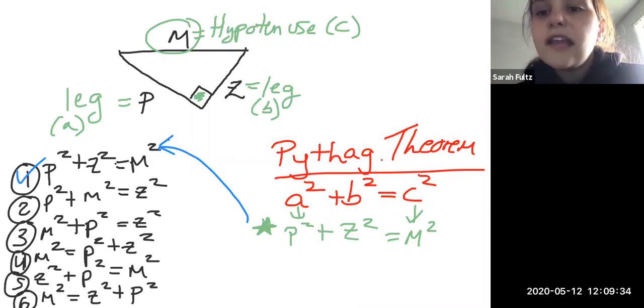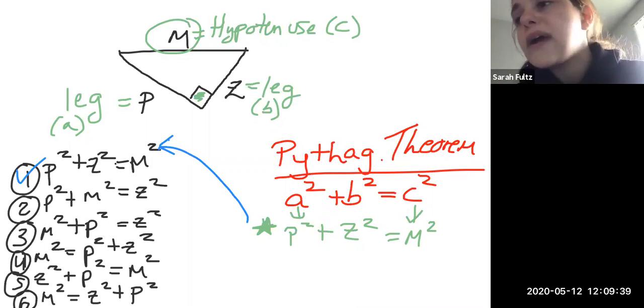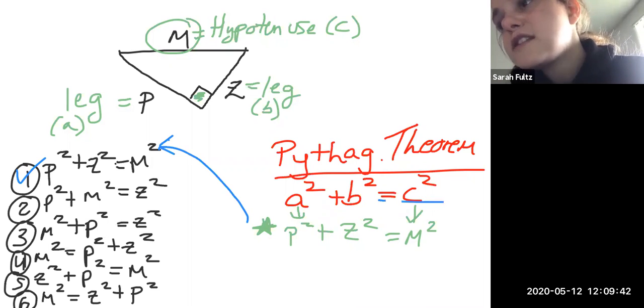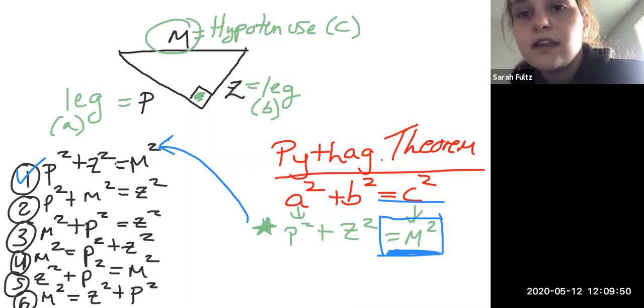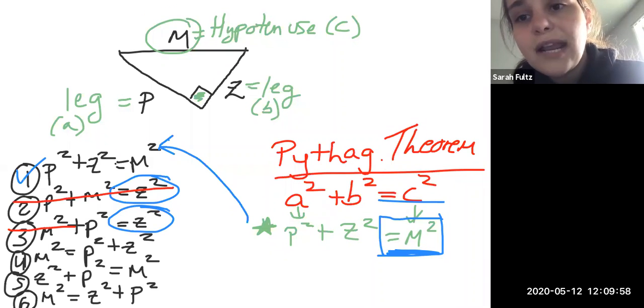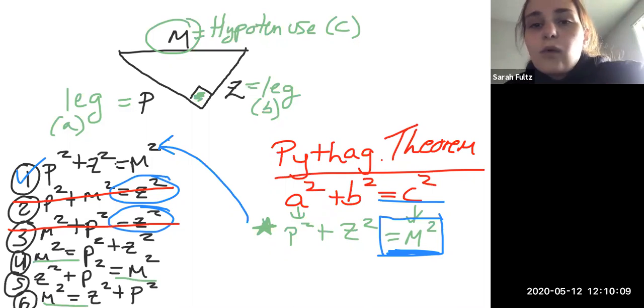Now, if we look at the other ones, there's a couple things we can do here for process of elimination. Because it always has to equal the C squared, this part that's equal to M squared isn't going to change. M squared is going to be by itself if these are all plus signs in the equation. So here it can't equal Z squared, and this one can't equal Z squared. So we know 2 and 3 cannot be correct. Now, if we look at our other options, the other 3 are equal to M squared. So we just need to figure out which one of those 3 are correct.